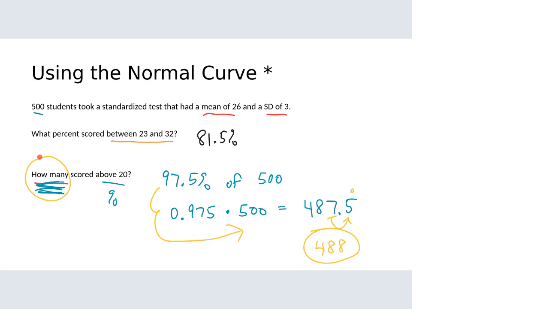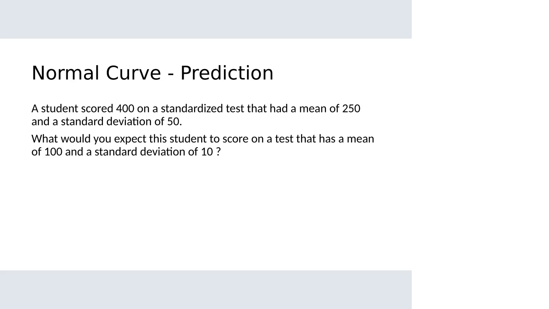Okay, one more normal curve question I want to share with you, and that's making a prediction. For example, a student scored 400 on a standardized test that had a mean of 250 and a standard deviation of 50. What would you expect this student to score on a test that has a mean of 100 and a standard deviation of 10? Now, your first thought here might be, well, how am I supposed to know? Well, there's an assumption we're making here is that the new test is over the same content as the other one, and we expect them to do just as well.